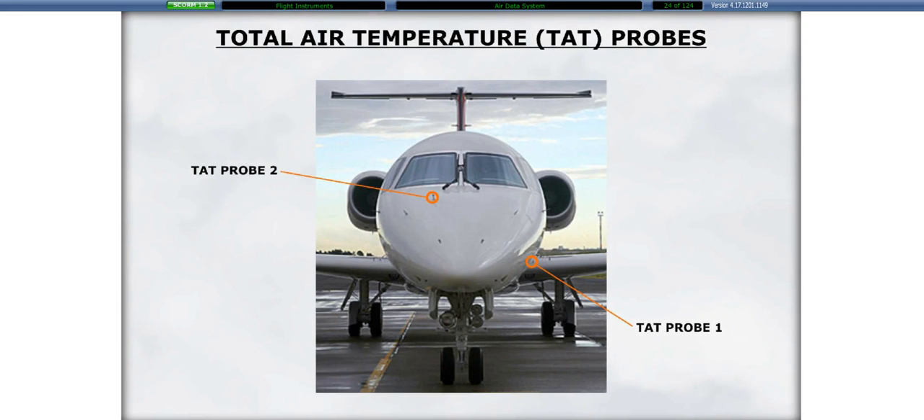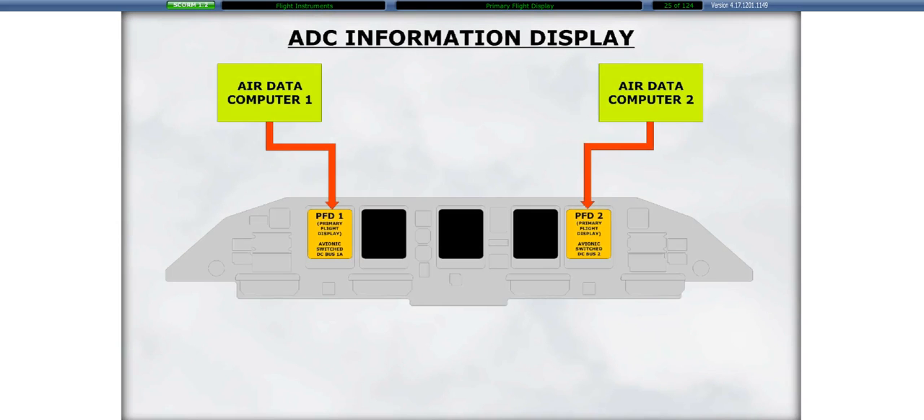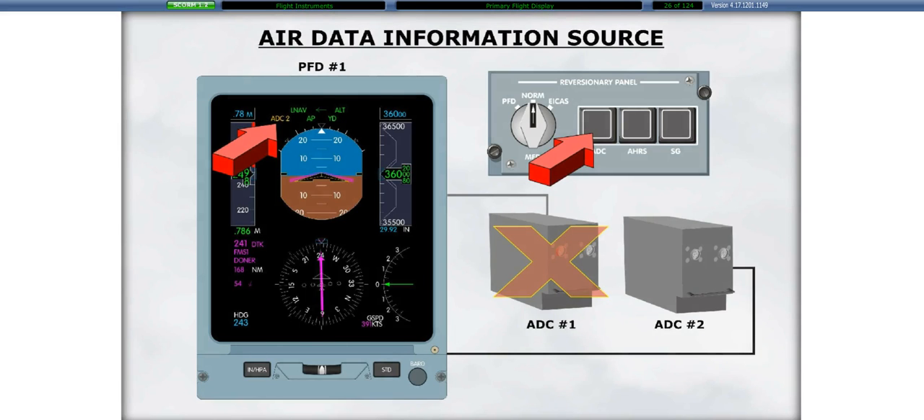The total air temperature probe 1 is installed on the left side of the aircraft's nose, and total air temperature probe 2 is installed on the right side of the aircraft's nose. Air data system information is displayed on the primary flight display. The source of air data is displayed in the upper left-hand corner of the PFD when one ADC is providing data to both PFDs. Possible indications are ADC1 or ADC2.